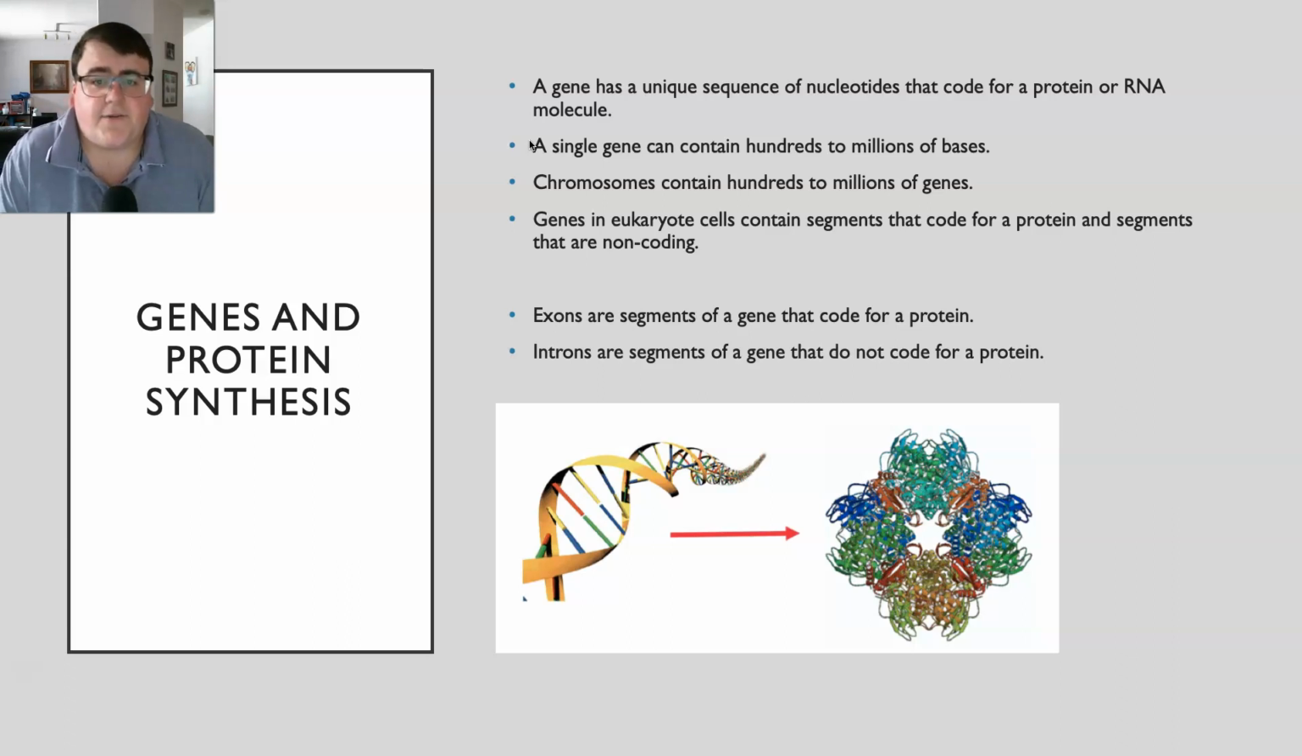Genes in eukaryotic cells contain segments that code for proteins, but they also have sections that code for nothing. They're non-coding sections of that gene. We have names for each of those. Exons are the segments of a gene that code for a protein, whereas introns are segments of a gene that don't code for a protein. And we'll talk about how we separate these two from each other in this video.